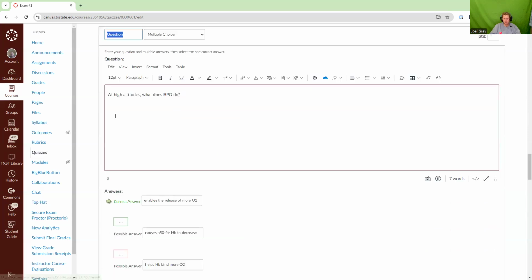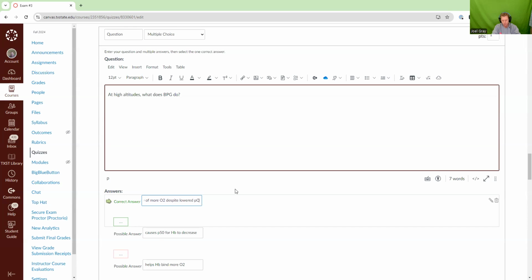At high altitudes, what does BPG do? Well, BPG enables the release of more O2. I'm going to add to this, despite lowered O2.